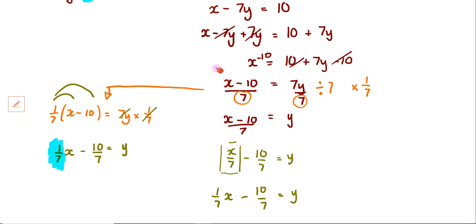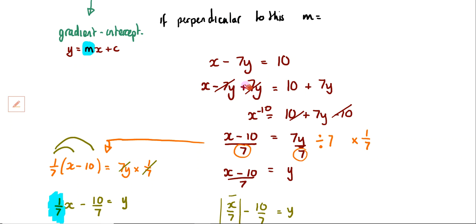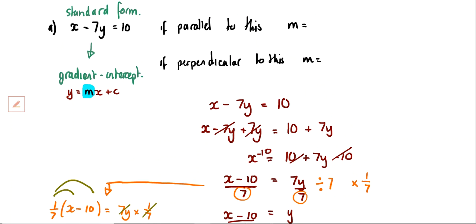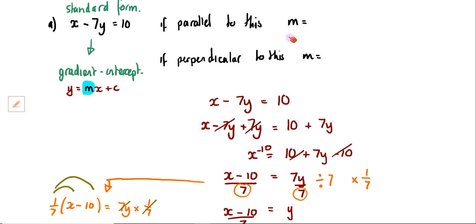Now, I can go back up to here. If parallel, what will m be? 1/7. Okay? 1/7. If perpendicular to this, it'll be -7. Good. All right.